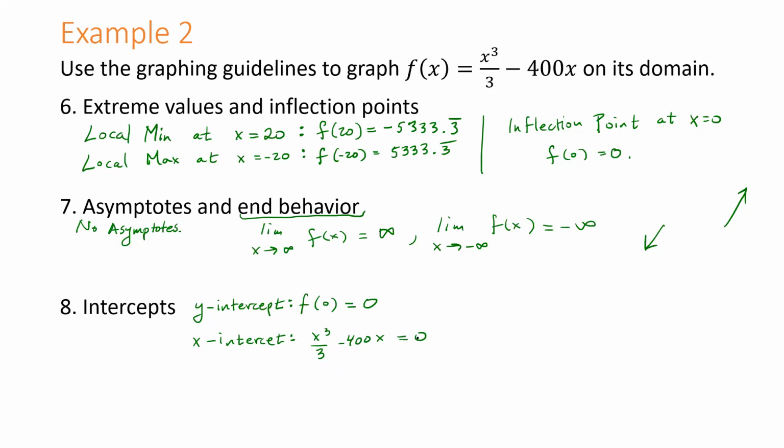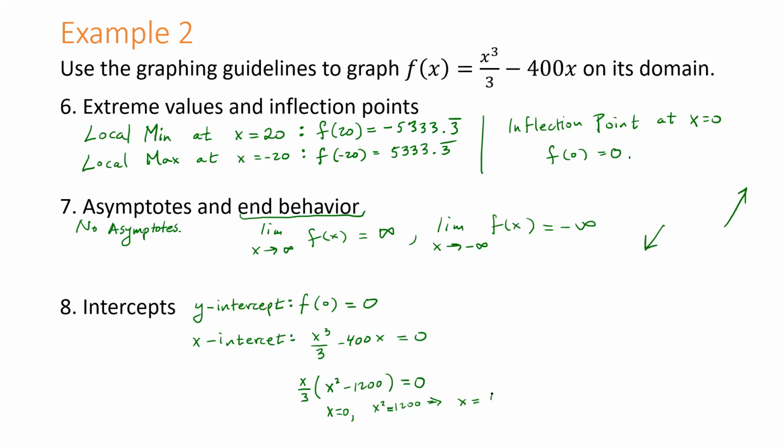I think I can simplify this a little bit. I can factor out an x over 3 maybe. Makes it a little easier here. Then we're left with x squared minus 1200. So x equals 0. That gives us the x-intercept that we already have here. x squared minus 1200 equals 0 gives me x squared equals 1200.